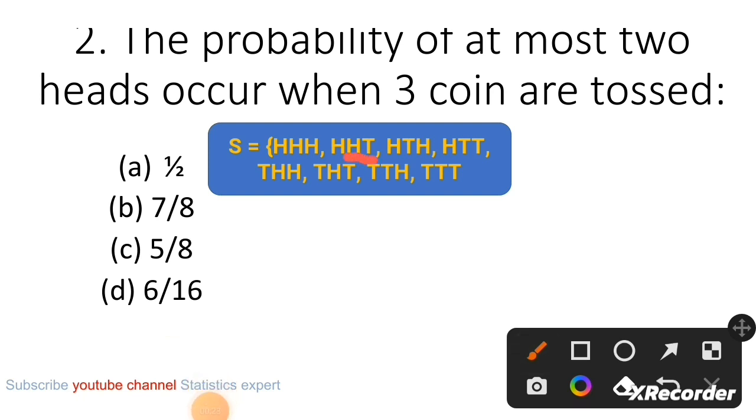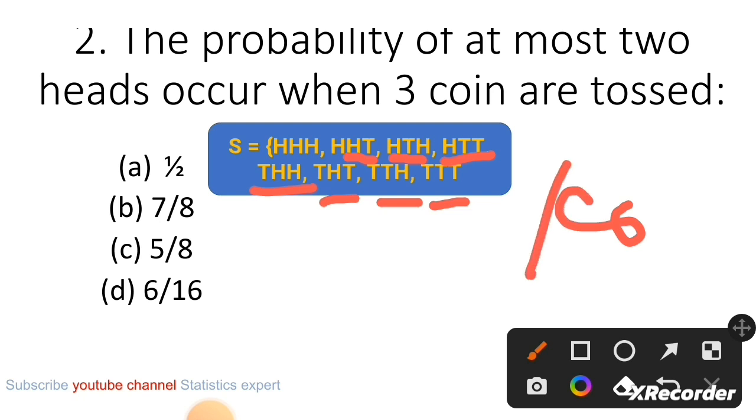head head tail, head tail head, head tail tail, tail head head, tail head tail, tail tail head, tail tail tail, but not head head head. The question was at most 2 heads occur. Here there are 3 heads, so this will not be counted. So total outcomes are 8, favorable outcomes are 7. So hence 7 by 8 is the correct option.